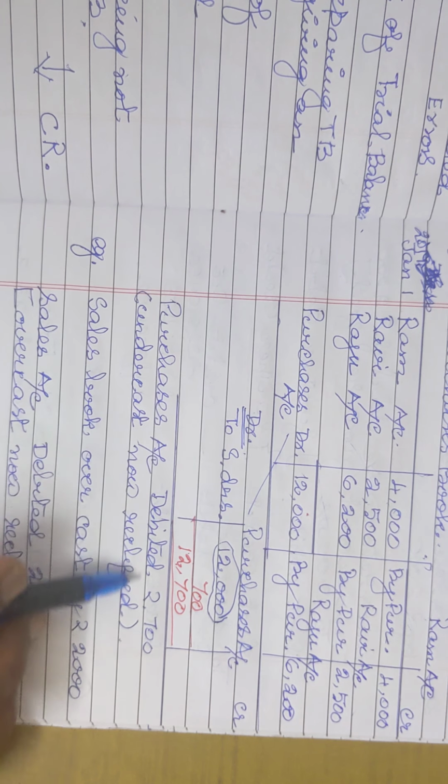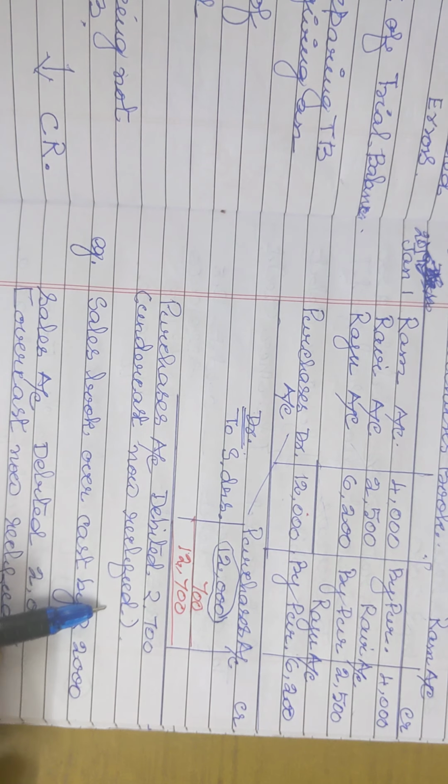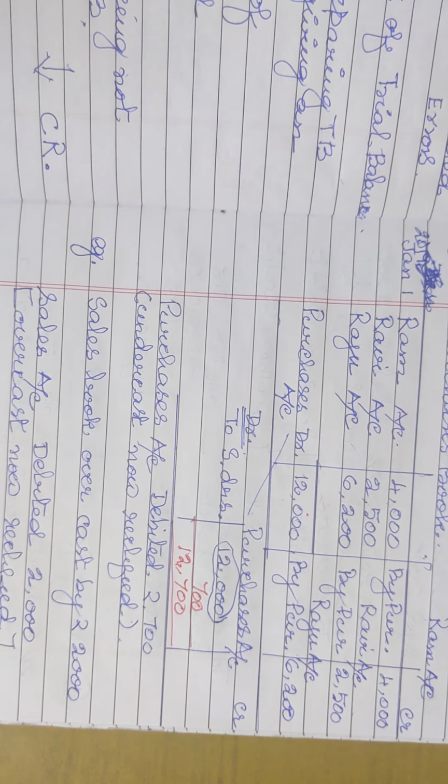So you have to write purchases account debited with 700 rupees under cost, now rectified. You can write purchases account should be debited also. It's not a hard and fast rule.